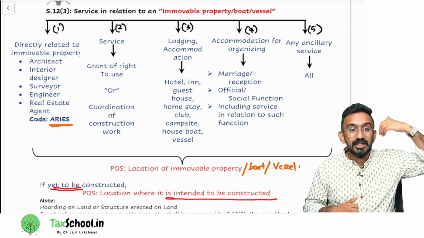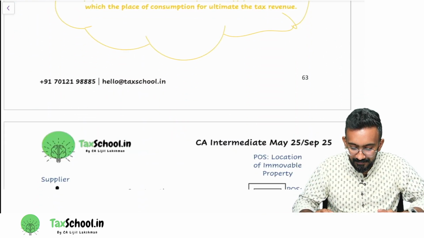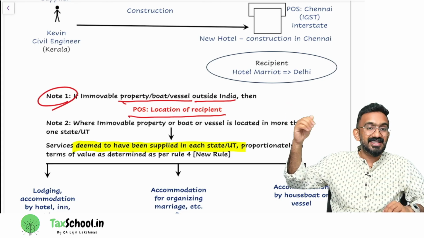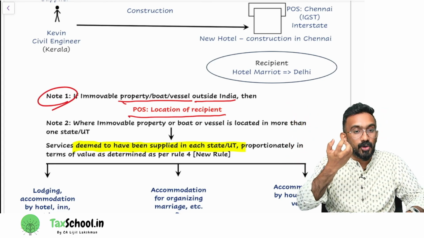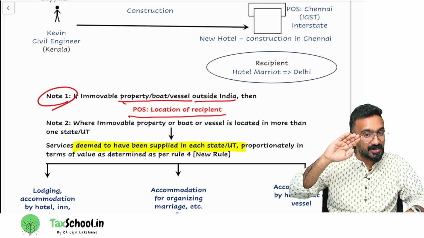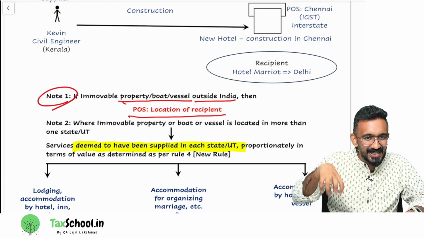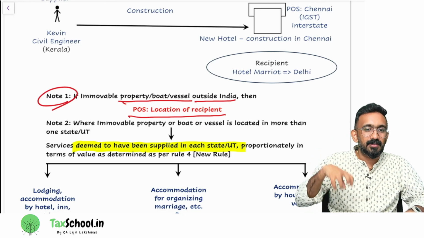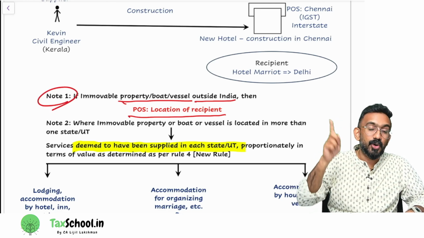What if I'm planning to construct it outside India? They said if the immovable property, boat or vessel is outside India, place of supply will be brought back to India. It will be the location of the recipient. I don't want the place of supply to be outside India. The destination should be India to collect taxes. So I want the place of supply to be the location of the recipient when the property is outside India.